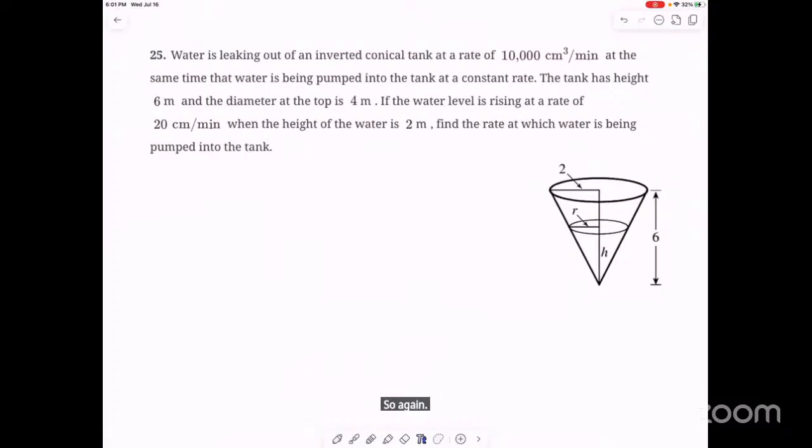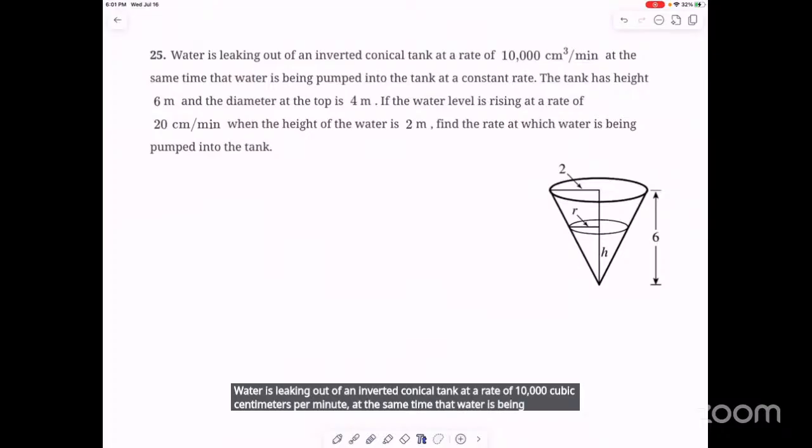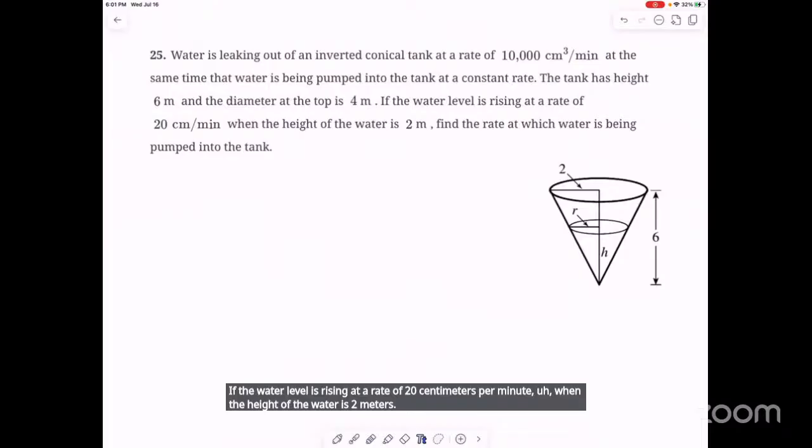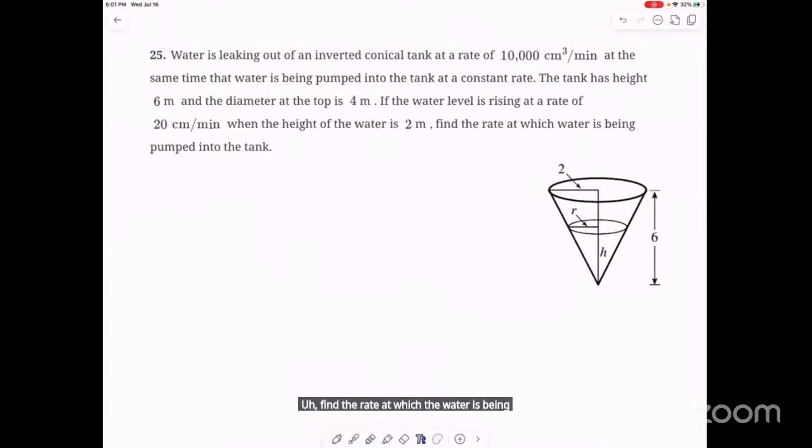So again, what we did here was we found an example that was similar to our question. We found the solution, we walked through it, and then we're going to go back and apply it to our question. So from this example, it says that water is leaking out of an inverted conical tank at a rate of 10,000 cubic centimeters per minute at the same time that water is being pumped into the tank at a constant rate. The tank has a height of 6 meters and a diameter at the top of 4 meters. If the water level is rising at a rate of 20 centimeters per minute when the height of the water is 2 meters, find the rate at which the water is being pumped into the tank.